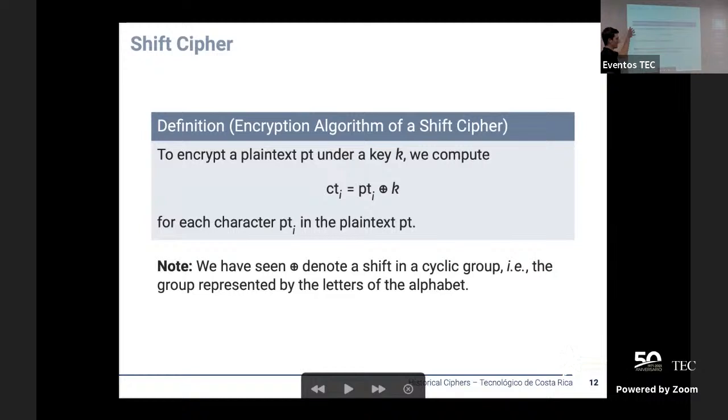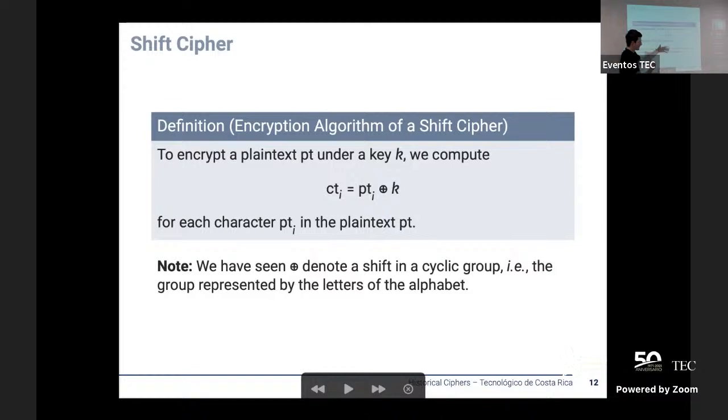First, let's see again the formal definition of what we just saw. To encrypt a plaintext T under a key K, we compute the ciphertext for position i as the plaintext at position i with some operation applied to the key. What we see immediately from this definition is that encryption is done character per character, just like in the code example, where we iterate over each character of the message. And we just apply the same key to every character in the message.